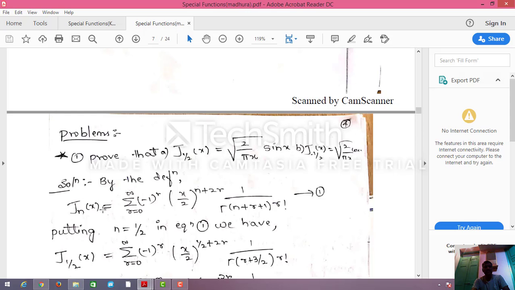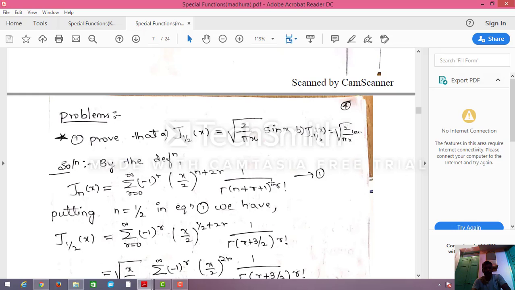Jn of x equals summation of r equals 0 to infinity, minus 1 power r, x by 2 whole power n plus 2r, 1 divided by gamma of n plus r plus 1 into r factorial. We know that this is the expression for Jn of x. I am treating this expression as equation 1. In this expression, I am putting n equal to 1 by 2.